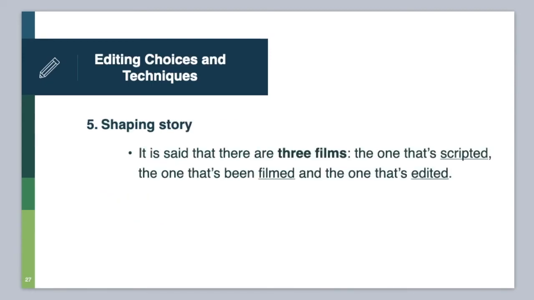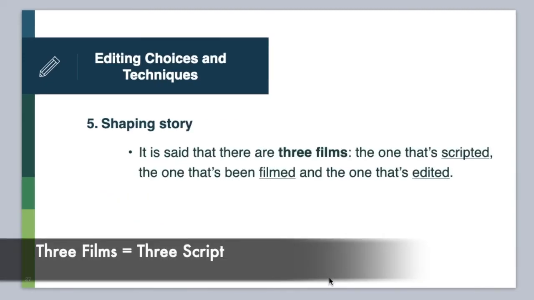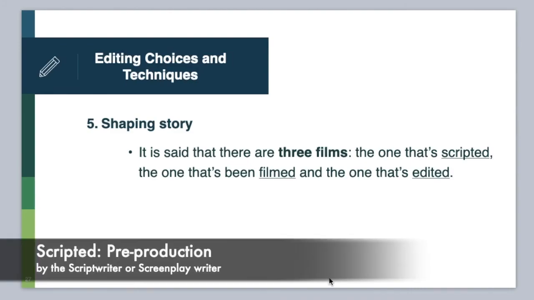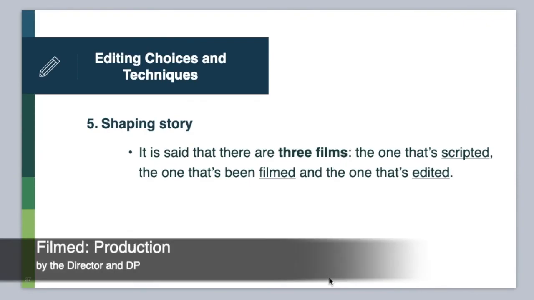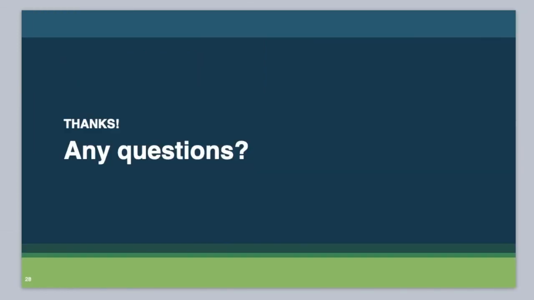Shaping story, it is said that there are three films. The one that's scripted, you will find this under pre-production, provided by your scriptwriter and screenplay writer. The one that has been filmed, you will find this in production. This is provided by the director and the director of photography or cinematographer. And the one that's edited, this is the last film or the last script that you will find under post-production, provided by our master editor or editors. So that's it for lesson number 8.